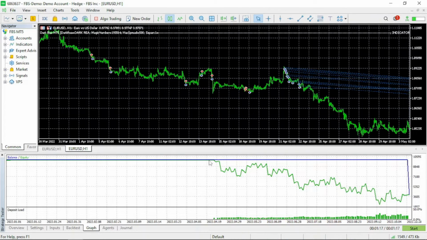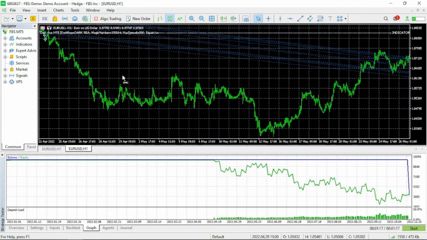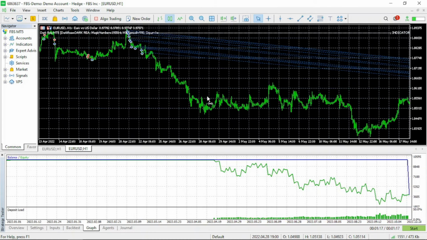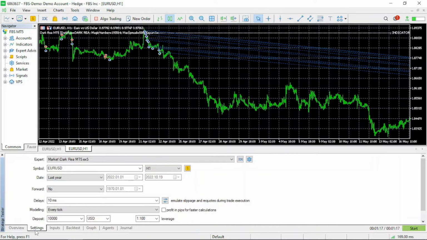You'll see that we opened these in April and that they were held throughout the testing period on default. It ended up with a total net loss of minus $6,686.38 at a 0.01 lot. Next, I'm going to show you how to optimize to improve the set file for the expert advisor and see if we can turn it into a profitable bot.